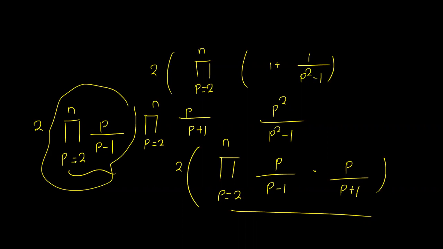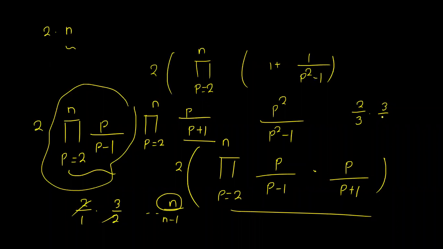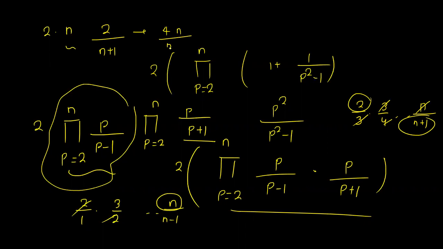So if you put p equal to 2, then this will become 2 by 1, 3 by 2, and the last p value n divided by n minus 1. So everything cancels, the remaining thing is n. So 2 multiplied by n, and now you put here, this will become 2 divided by 3, 3 divided by 4, and finally n divided by n plus 1. So everything cancels, remaining is 2 and n plus 1, so 2 divided by n plus 1. So this will become 4n divided by n plus 1.